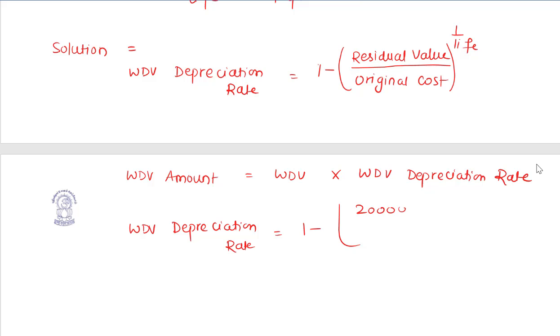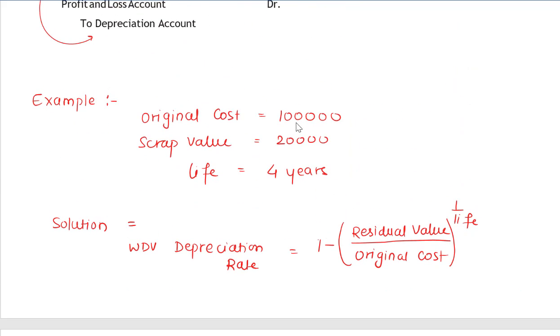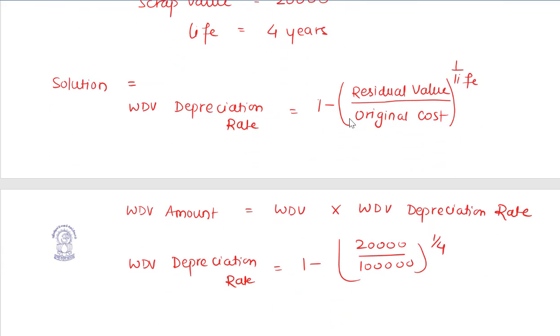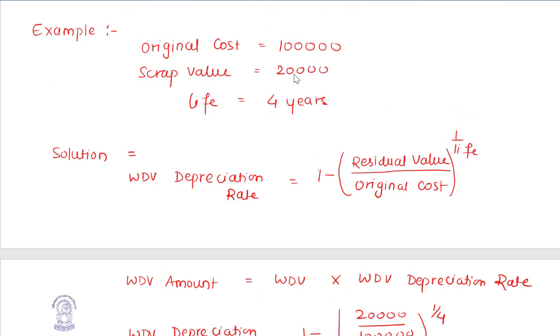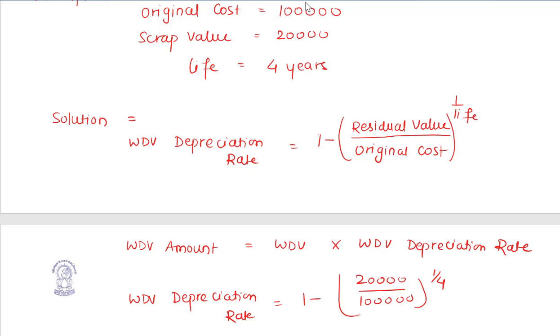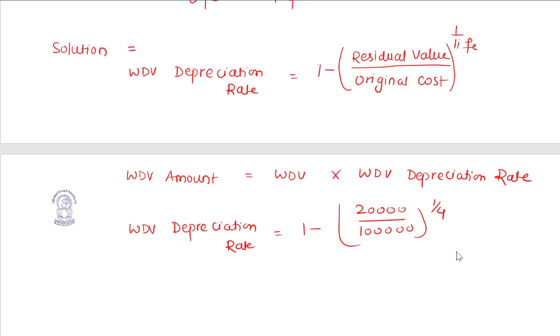So 1 minus 20,000 divided by 1 lakh, and the life is 4 years, so 1 by 4. You see it over here, 20,000 is scrap value divided by 1 lakh, and 1 by 4 is the life. Life is 4 years, so 1 by 4. First you will try to solve this figure.